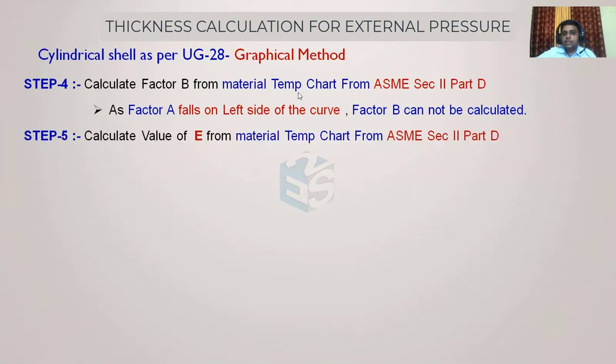Now what needs to be done? In the next step, since we are not able to calculate factor B, we have to calculate some other factors to calculate the allowable pressure. What are those other factors? Now we need to calculate the value of E, that is the Young's modulus of elasticity, from the external pressure temperature chart we just saw. E is the Young's modulus of elasticity.